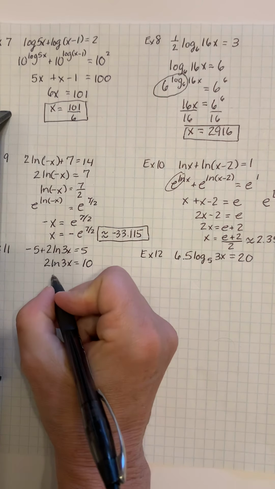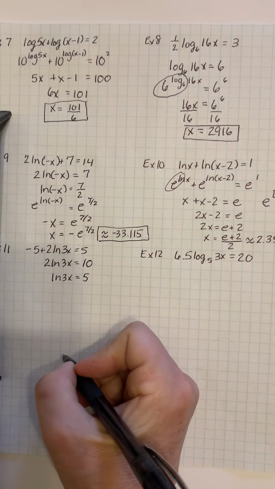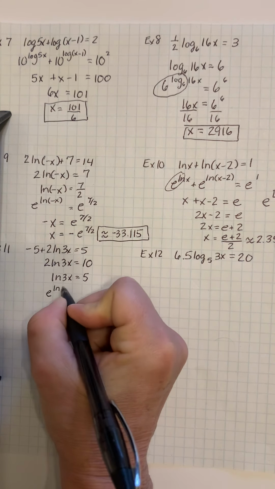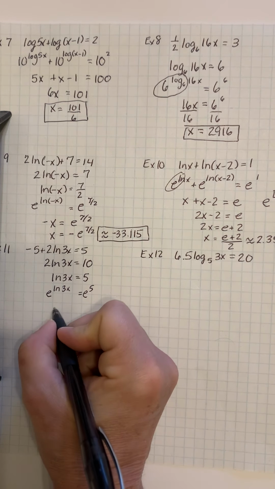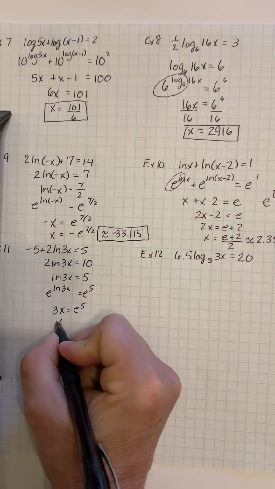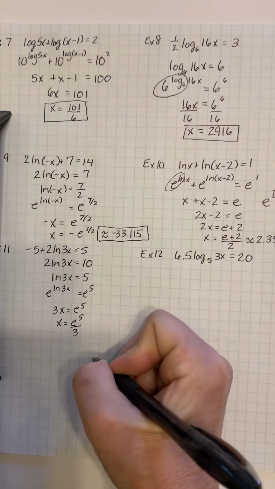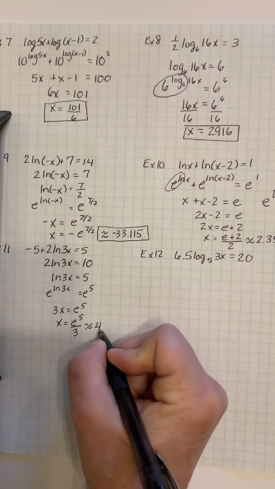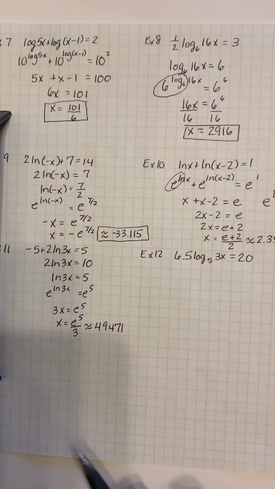Divide both sides by 2. The natural log of 3x is equal to 5. And now we have to undo the natural log. The base is e, exponentiate that up. We end up with 3x is equal to e to the 5th. Divide both sides by 3. x is equal to e to the 5th divided by 3. Now that's an exact value. If we do it out, we put the approximation 49.471. And that's not a problem because that still would be positive.